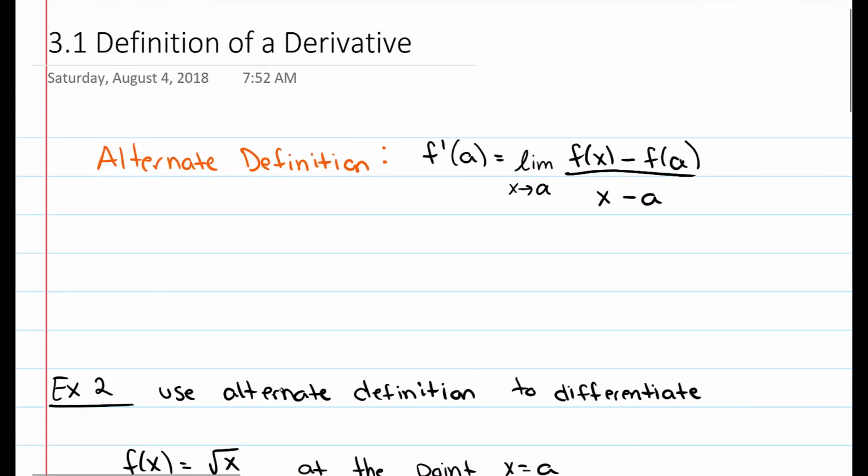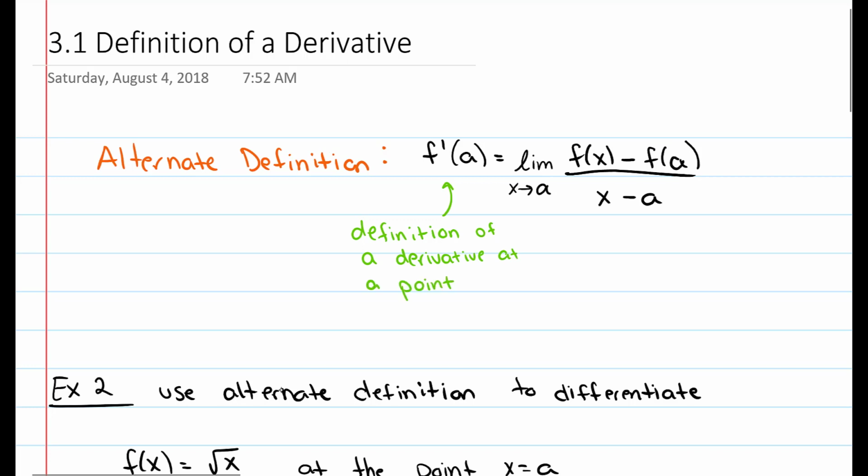In this next example, we're going to talk about how to use the alternate definition of a derivative. The main difference between this definition and the previous definition is we're not letting the limit as h approaches 0. Instead, we're letting the limit of x approach a number. So this definition is the definition of a derivative at a specific point.